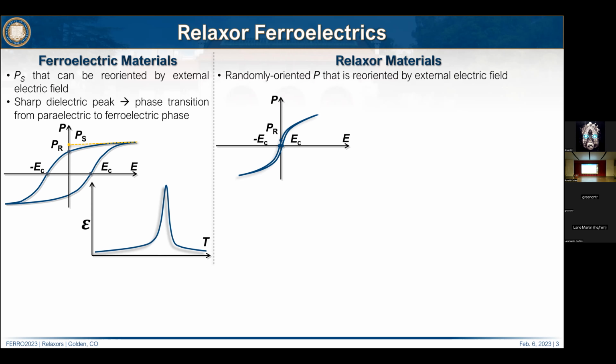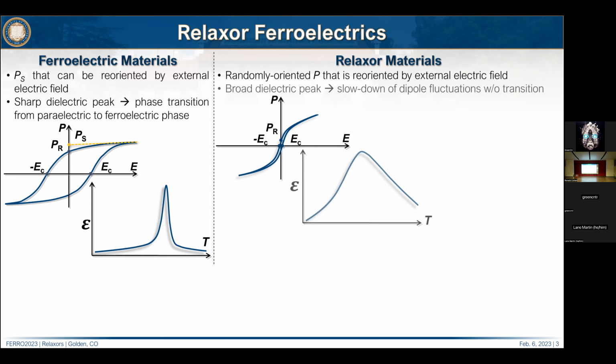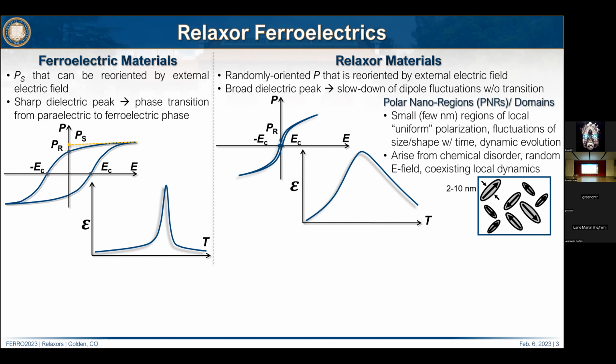Likewise, if you look at the dielectric response for the ferroelectric, it's nice and sharp with temperature, whereas for the relaxors, of course, this is a much more broad response. We have these slow kind of dipolar fluctuations inside of these materials. And these are coming about from the fact that you have this kind of nanoscale polar structure inside of these materials, these kind of small, few nanometer in size polarization domains. They can fluctuate in size and shape with time. There's a dynamic sense and evolution to these materials.